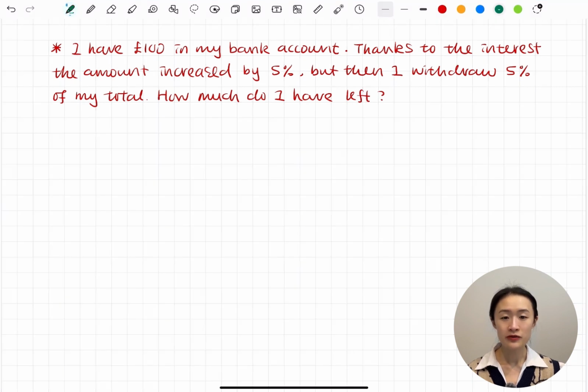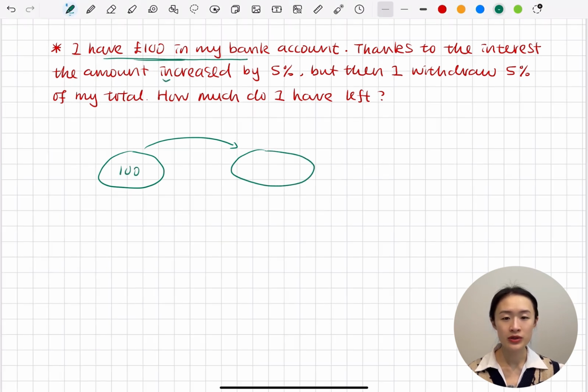First, I'm going to draw myself two circles with an arrow going from the first circle to the second circle. I start with £100. Now the amount is increased by 5%. So that means I have 105% in the end. So 105% as a decimal is 1.05. 100 times 1.05 gives us £105.